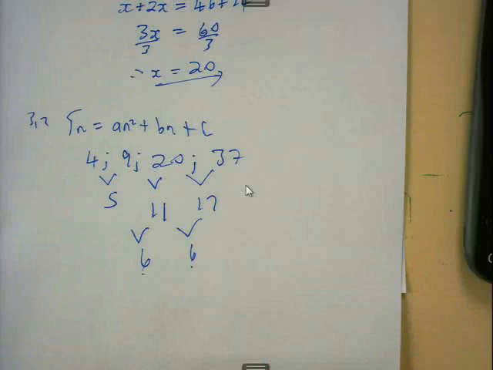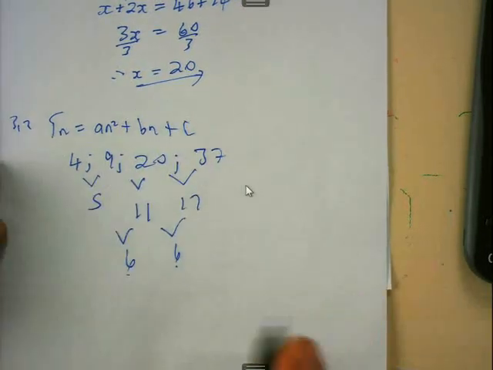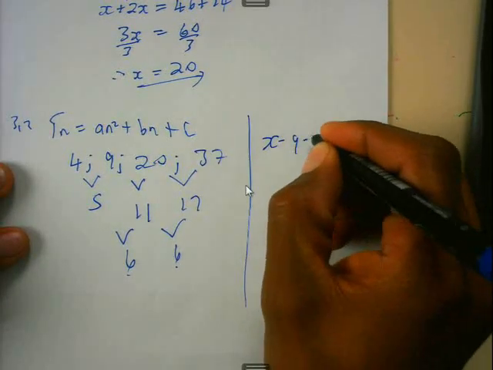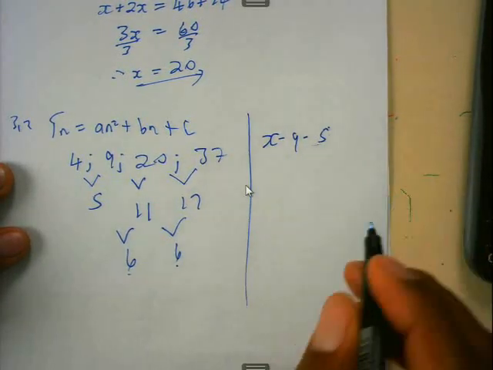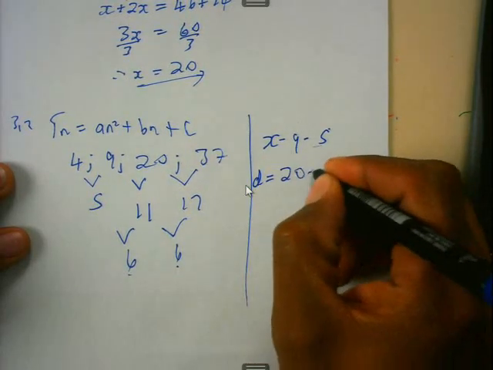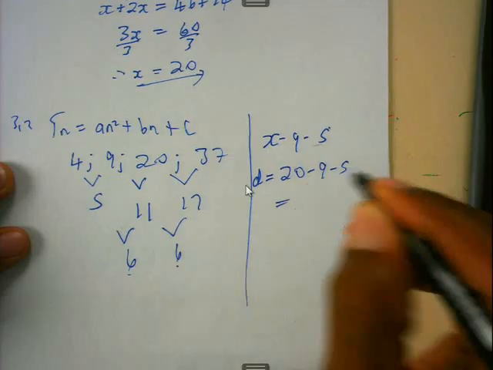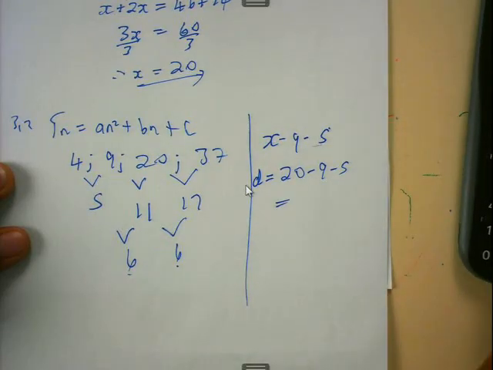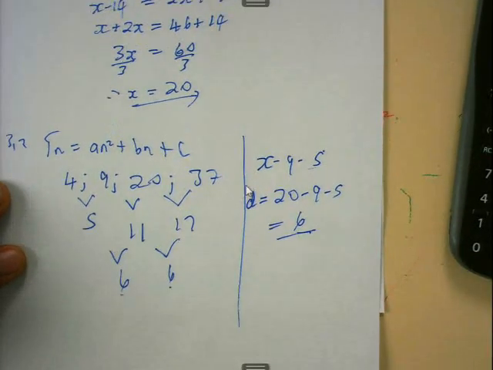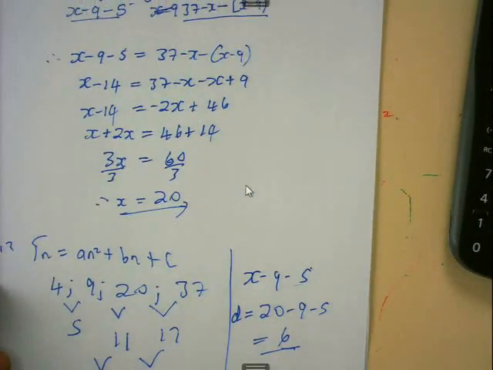Boys and girls, one said, why are you taking so long? Of course, I know you wanted to say that if you have x minus 9 minus 5, then you can say this is our second difference. Now you see the difference then will be 20 minus 9 minus 5. Now we can check what is 20 minus 9 minus 5. Of course, it is 6. You see, as long as you understand what you are doing, it is very important.